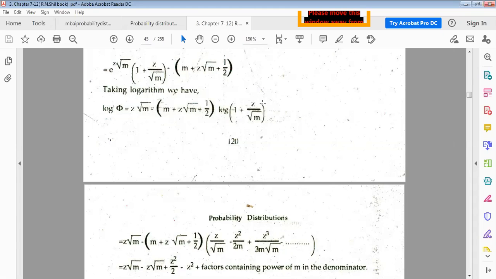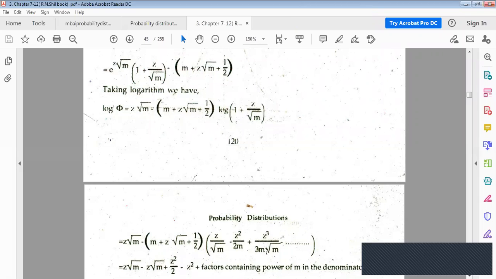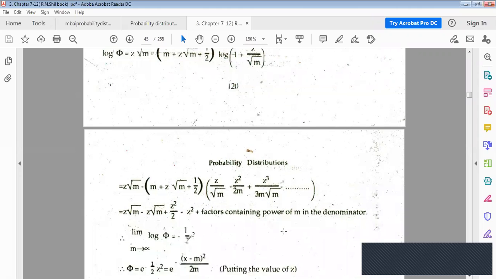Now this is a formula, the log 1 plus x formula. Log 1 plus x formula is what? x minus x square by 2 plus x cube by 3 minus x to the power 4 by 4, in this way.